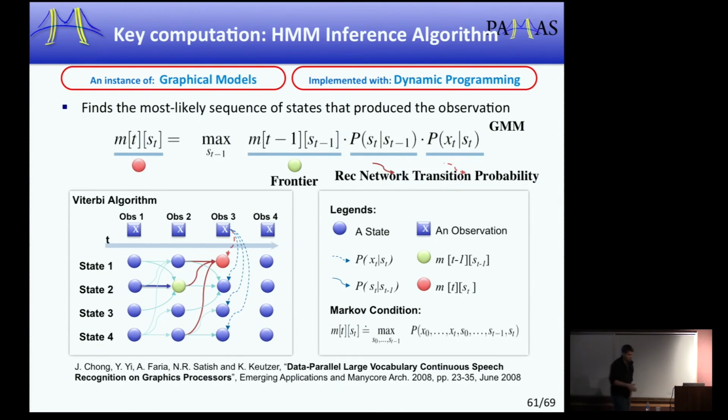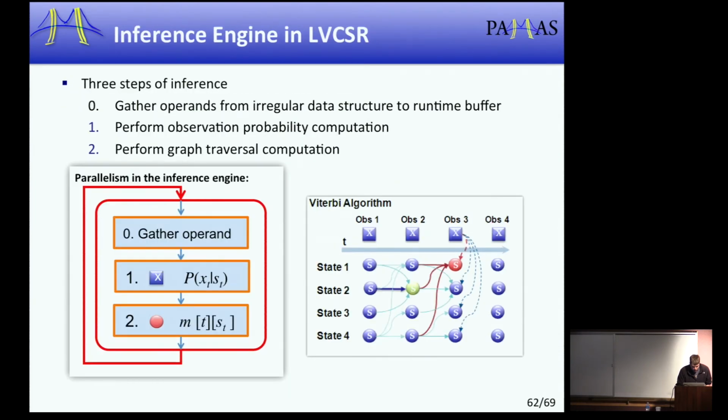OK, so structurally, this is an iterative process. We start with observation 1, and we go forward and build up this entire table. So that's this iterator here.